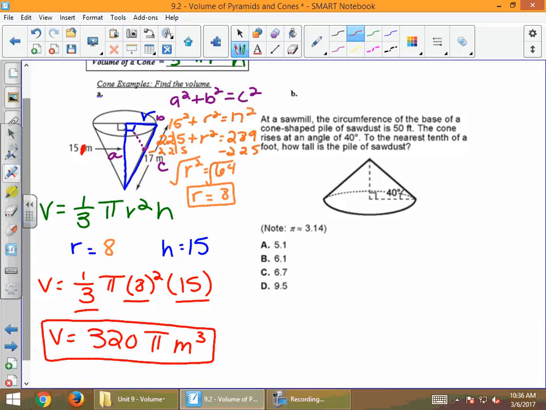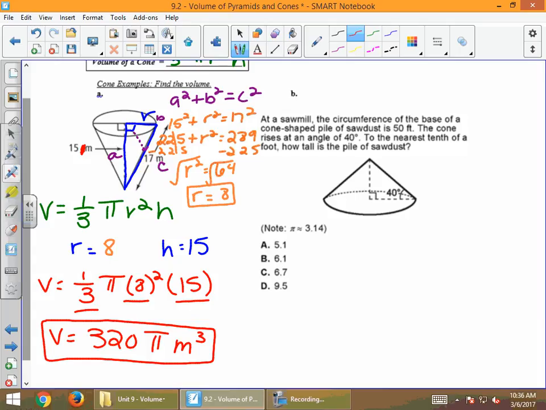So identify what formula you're using. We have a cone. Find the pieces you need. If a piece is missing, you might have to use the Pythagorean theorem. You might have to do 30, 60, 90, right, central right triangle, something along those lines to get the missing piece. Plug it in, plug in your calculator, back on. Okay. Questions over that one?